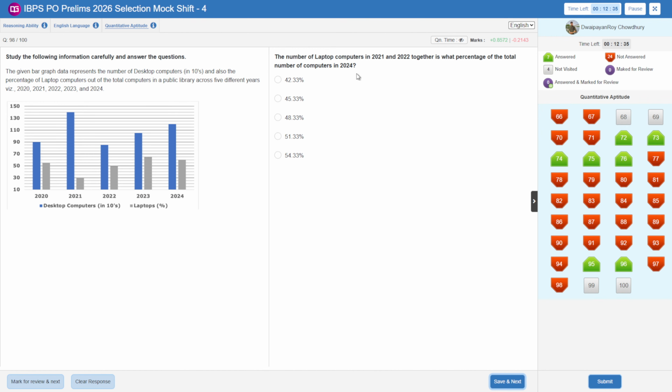The number of laptop computers in 21 and 22 together, it's going to be 145. What percent of the total number of computers in 24? Total number of computers 3. So if I divide it by 3, so it's going to be 4, 12, 2, 5, 8. So 48 point something percent. Just mark for review. Total number of computers in 25 is 20% more than the difference between 4 and 2.